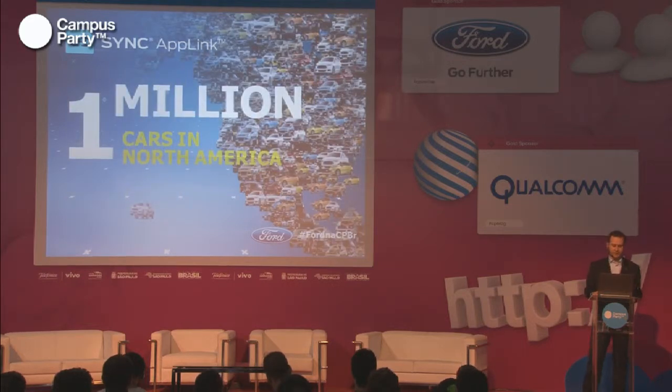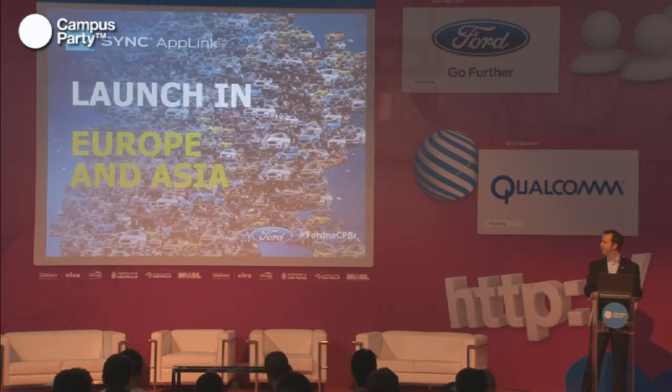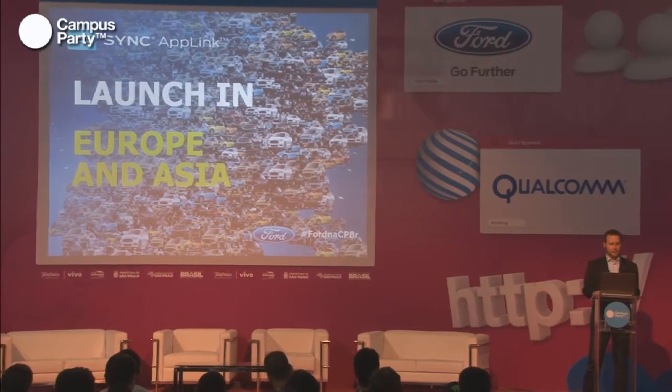Well, we've already put AppLink into more than 1 million cars in North America. And we have plans to expand that capability to more than another million vehicles later this year. By the end of the year, we'll launch in Europe and Asia. And as this is a global technology, you can expect it to be rolled out globally. By 2015, we're predicting 14 million SYNC-equipped vehicles on the road, Ford vehicles.